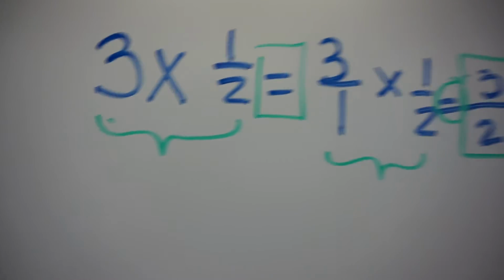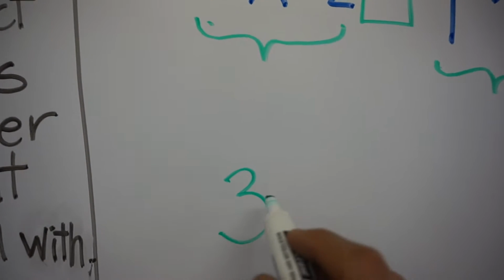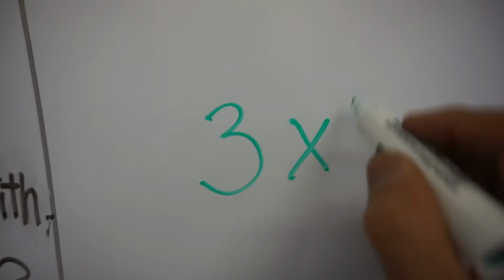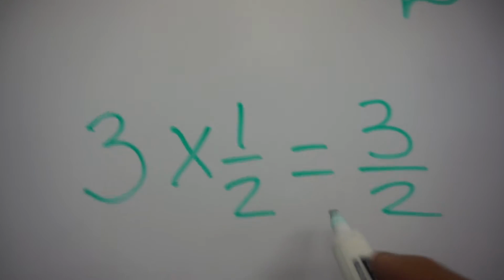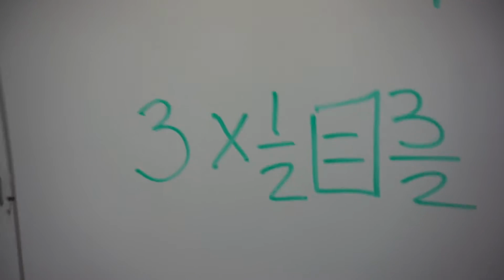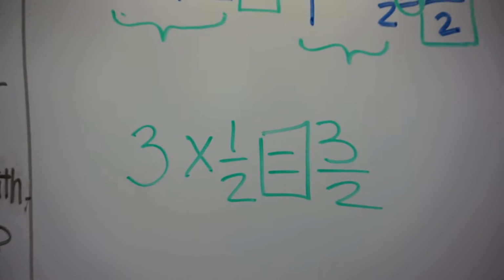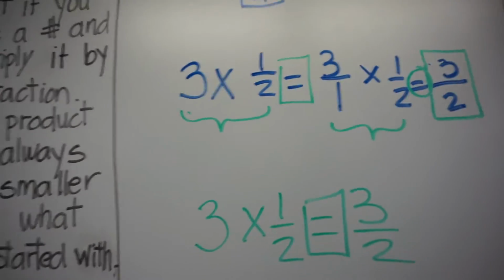So his reasoning is incorrect, because we know now that 3 times 1/2 equals 3/2, which means, my friends, that they are equal. It's not smaller, it's not bigger, it's equal. So Mr. Jack is incorrect.